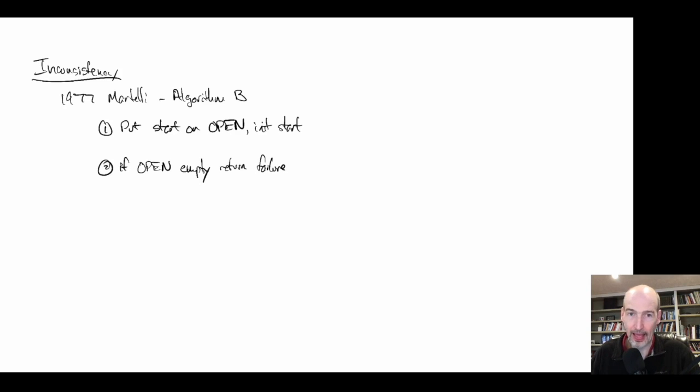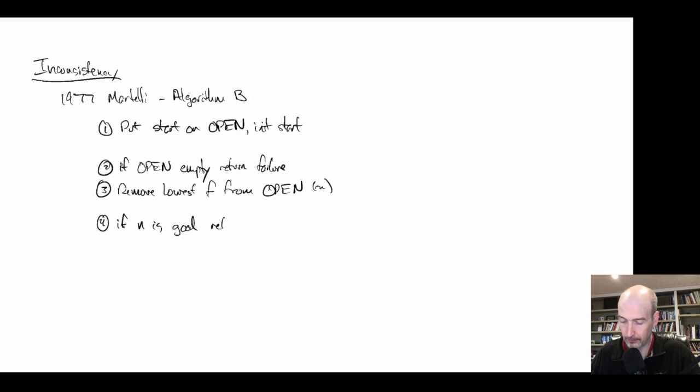Then we look at an additional step here. What is our normal step? We remove the lowest F from open, and we'll call that state N. Step 4 says: if N is the goal, then we return the path from start to N.